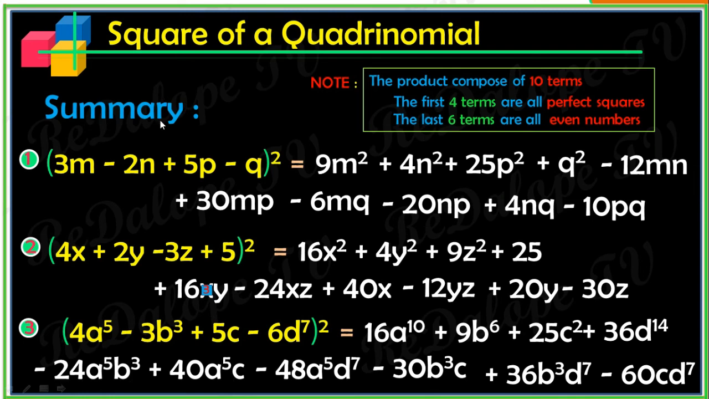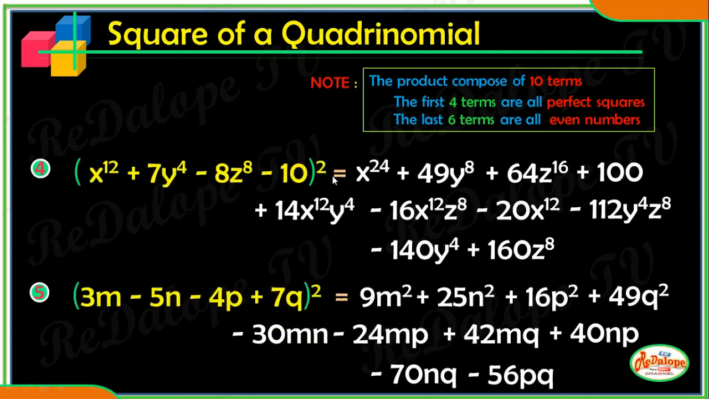That checks our solution. For 4 and 5, for number 4, we have 1, 2, 3, 4, 5, 6, 7, 8, 9, 10. It is composed of 10 terms. For number 5, it consists of 10 terms again.